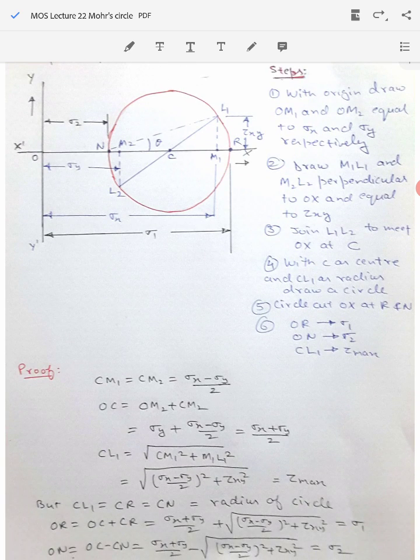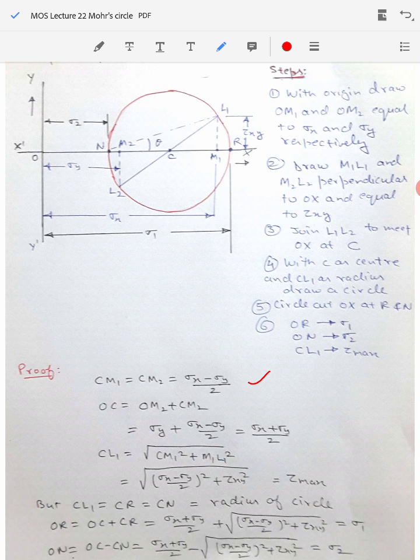So from this figure we know that as we have drawn the point OM1 equal to sigma x and OM2 equal to sigma y, therefore the point C, which is exactly at the middle of M1 M2, so CM1 and CM2, they both will be equal, and that will be equal to (sigma x minus sigma y) divided by 2, because M1 M2 is equal to sigma x minus sigma y, and CM1 is half of the M1 M2, so that's why CM1 will be equal to (sigma x minus sigma y) by 2, and similarly CM2 should also be equal to (sigma x minus sigma y) by 2. So this is what our first equation is saying.